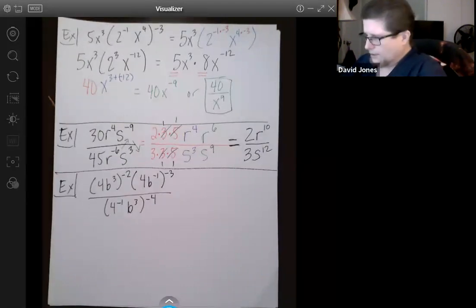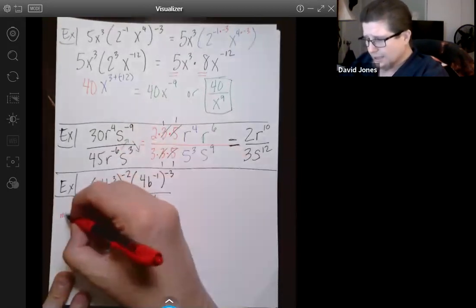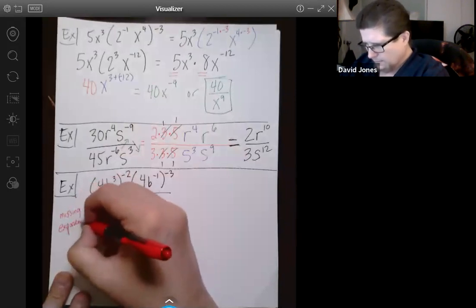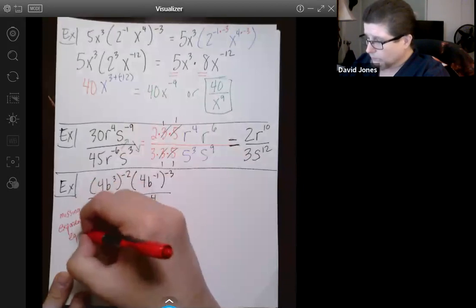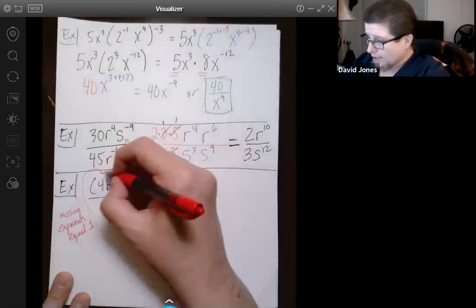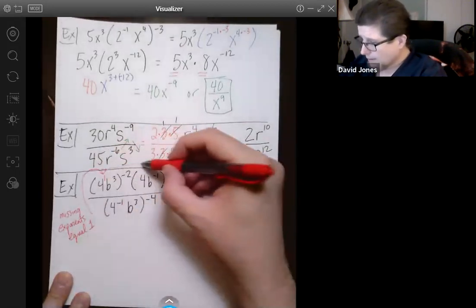All right, I'll assume you did. Let's distribute the negative exponents. And recall, anything without an exponent has an exponent of 1. So missing exponents equal 1. So that's 4 to the 1st power. And so is that one.